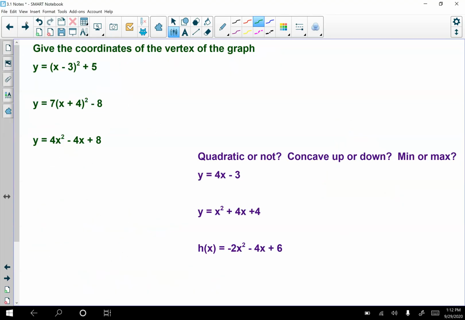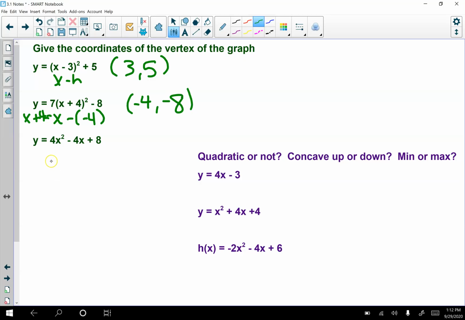Give the coordinates of the vertex. So vertex form is pretty easy, right? It's 3, 5, because this is x minus h. This one here is a little different. This is like x minus a negative 4, right? Because that's x plus 4. So my h here ends up to be negative 4. It's just the opposite, right? Just the opposite. Learn that in Algebra 2.